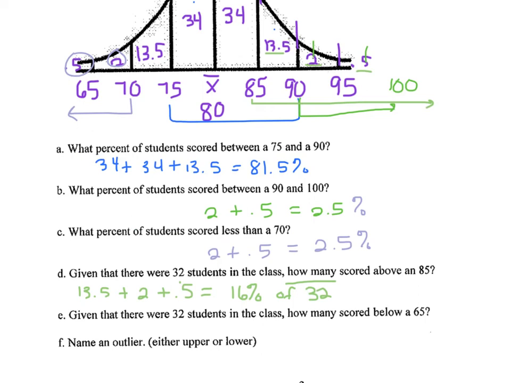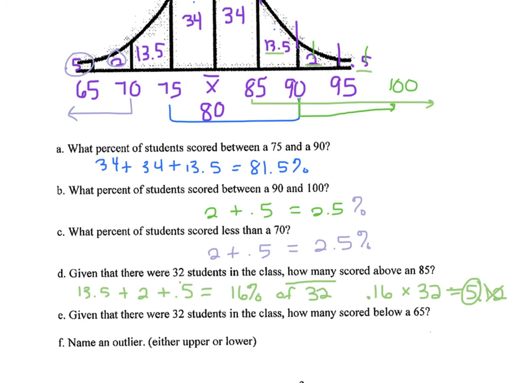So to figure that out, we need to figure out 0.16, because that's the decimal for 16%. Of means we multiply, and 32. So 0.16 times 32 is 5.12, but we can't count that 0.12 as a student, so our answer is 5 students. Similar process for letter E.